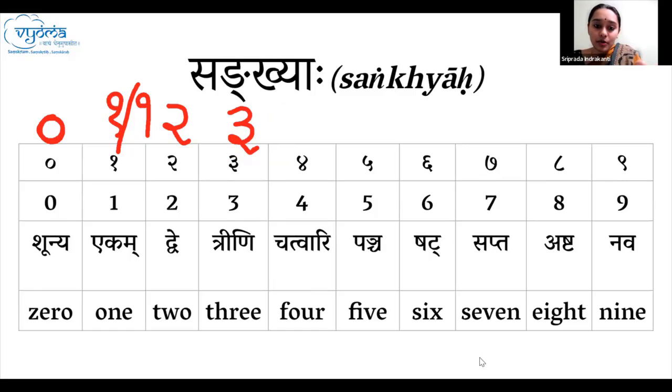And then we have 4. This is 4. This is 5. 5 again looks a little bit like the English one. So there is no Shiroreka for the numbers. That is the difference.